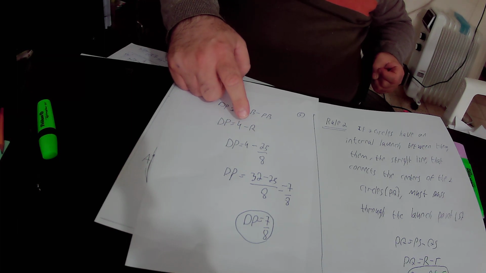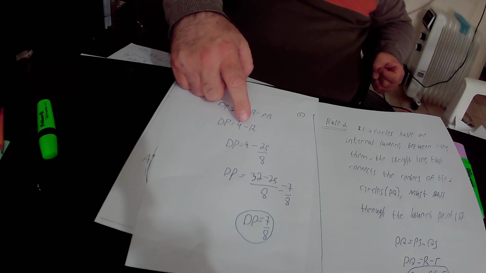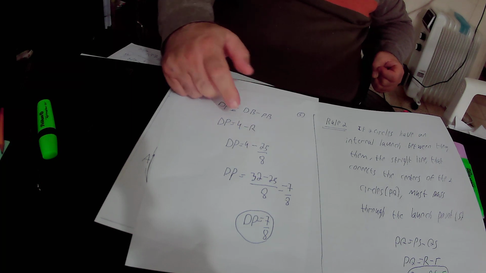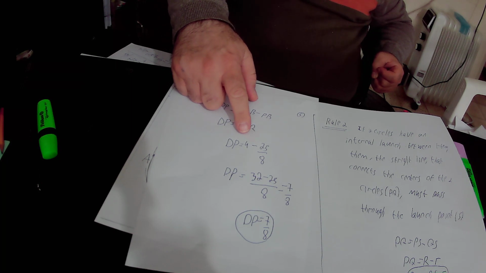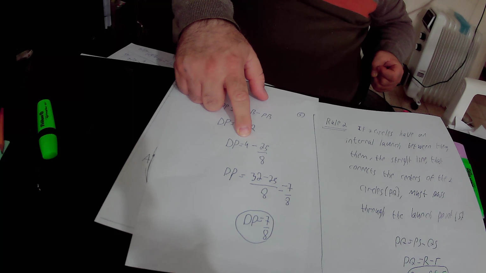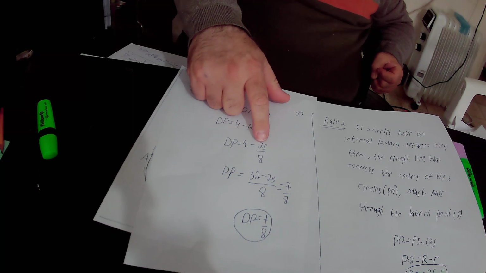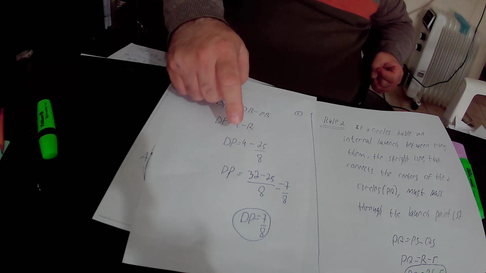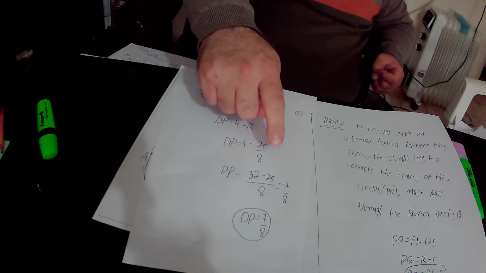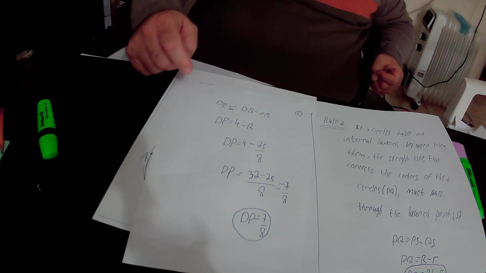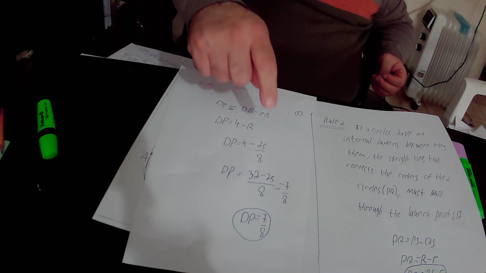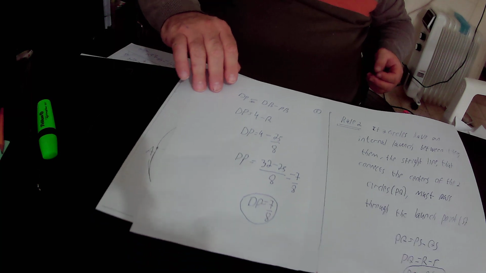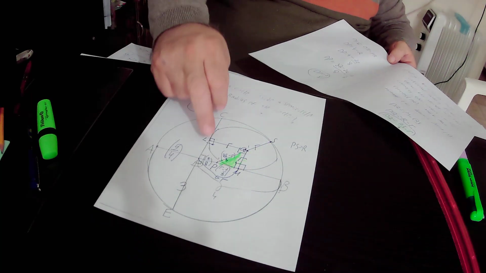We have already found that capital R equals 25 over 8. So in conclusion, DP equals 4 minus 25 over 8. Here we multiply 4 by 8 and divide by 8 in order to have a common denominator with 25 over 8. So 4 times 8 is 32, so we have 32 over 8 minus 25 over 8. 32 minus 25 is 7, and in conclusion DP equals 7 eighths.